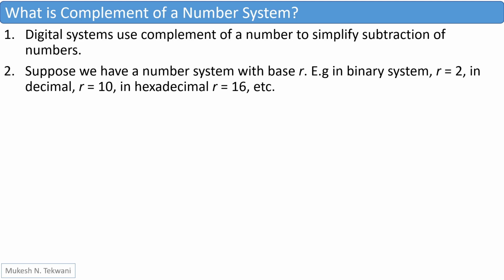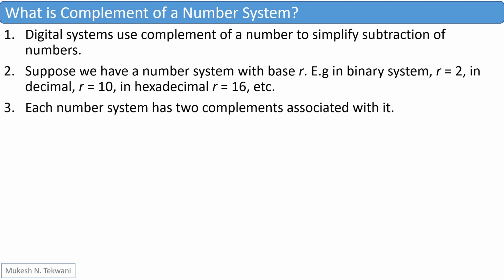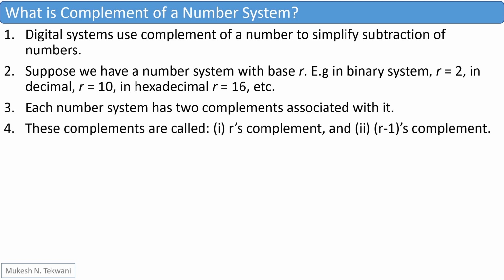Now this may be a binary system with r equal to 2, or we could have a decimal system where the base or radix is 10, or a hexadecimal system where the radix r is 16. In each of these number systems there are two complements associated. The first is the r's complement, that is the complement of the same value as the number system. For example, in a binary system r is 2, so we'll have r's complement as 2's complement, and the second complement is called the r minus 1's complement.